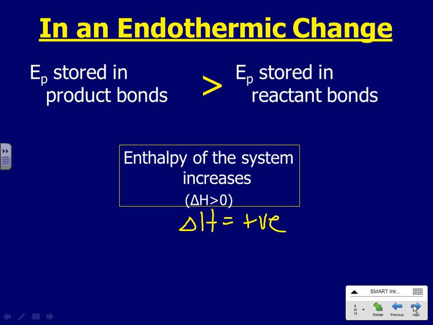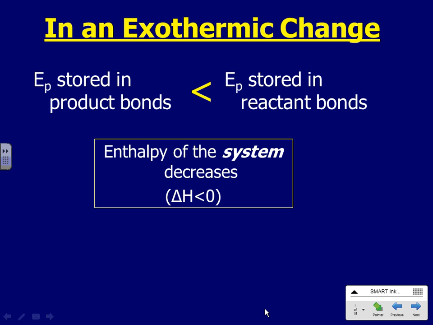And I've got an exothermic slide that looks just like it. And if the energy stored in the product bonds is less than the energy stored in the reactant bonds, then as we go from reactant to product, it's coming down. And the enthalpy of the system decreases, or we say that the delta H is negative. And really, this statement and its equivalent on the previous page of delta H is negative, that's all I really need you to get out of this at this point.